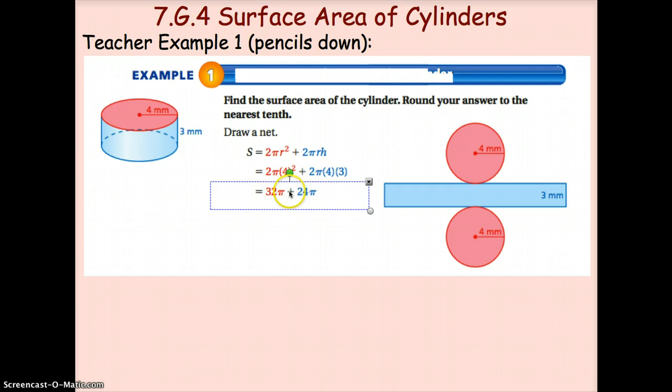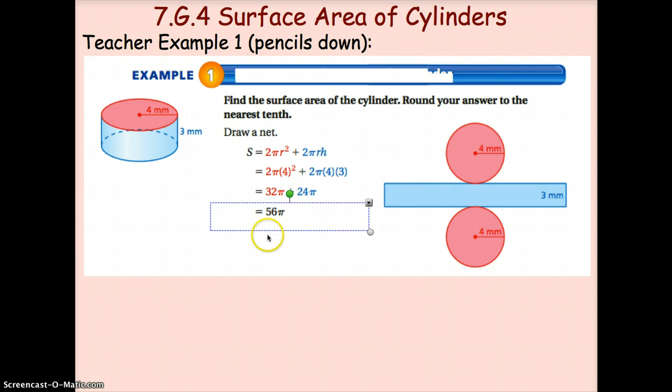Okay, now I see that I have addition, so I'm going to add my 32 pi to my 24 pi, and I end up with 56 pi. If the directions said to leave in terms of pi, I would simply put millimeters on the end, and this would be my answer. However, it doesn't, and it says to round to the nearest tenth.